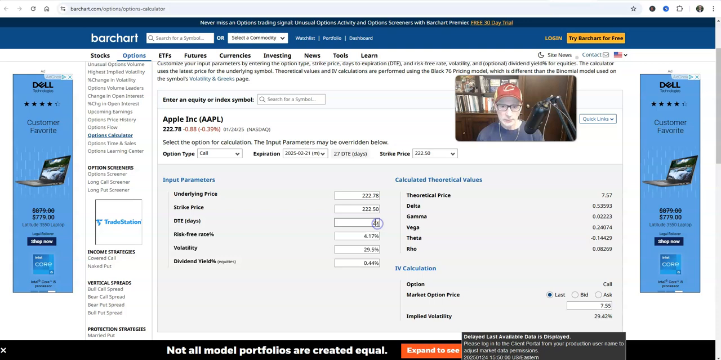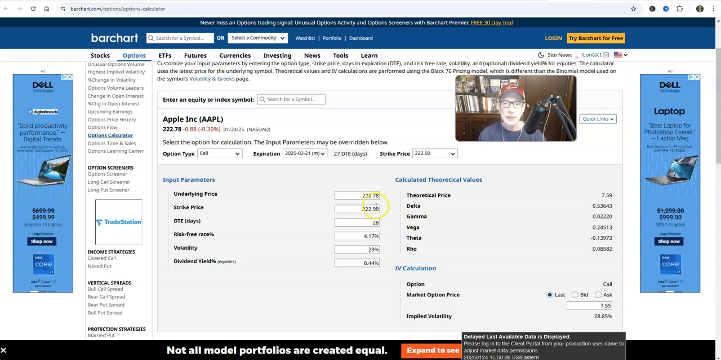Let's see if we move this up to 28 days. What happens? We can probably go back to Friday. Let's keep it at 28, and we'll bring down the volatility a little bit so all the numbers will match up. Okay, so here, roughly $7.59. Okay, that's around the same price that you would have paid.